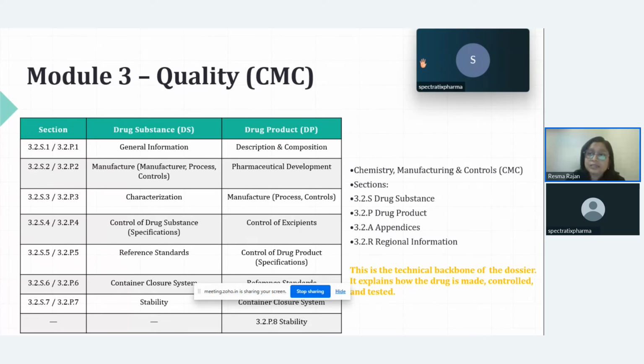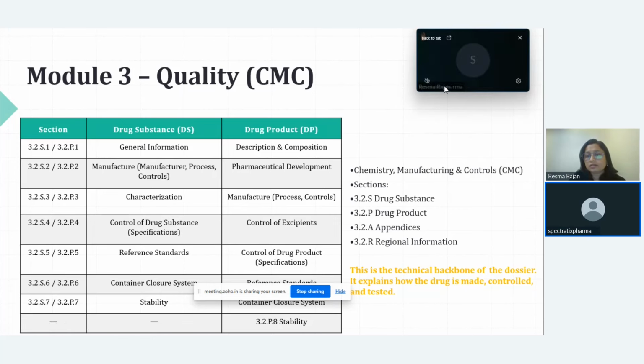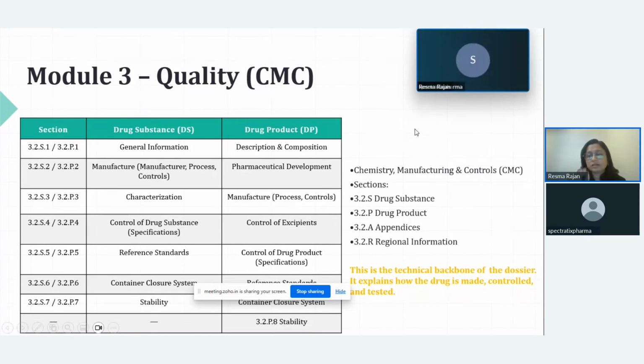For the CMC section, there is a section called... okay, somebody had raised a hand. Actually, I cannot see who it is. Rishma, what we will do, we will take the questions towards the end. Okay.